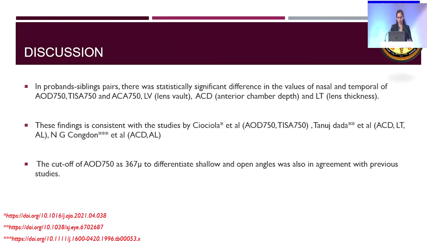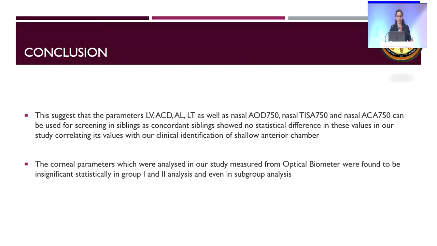So my conclusion was that the 7 variables which I have studied, the nasal parameters of AOD 750, TISA 750, ACA 750, the lens vault, anterior chamber depth, axial length and lens thickness, can be used as screening tools using AS-OCT to screen the concordant siblings who are predisposed to shallow anterior chamber. However, the corneal parameters which were analyzed were not statistically significant in both the groups and not even in subgroup analysis. Thank you.